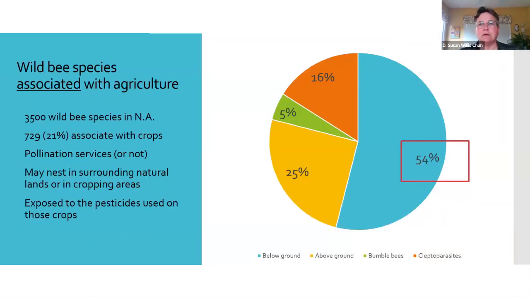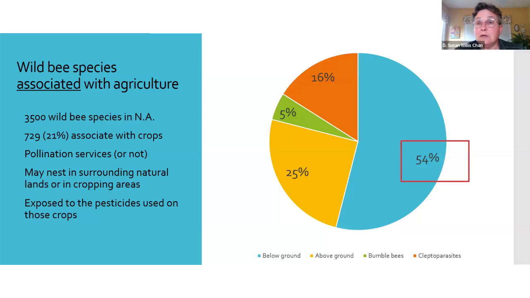Before I do that, I want to take a step back and think about wild bee species that are associated with agriculture. So we have about 3,000 wild bee species in North America, and 729 of them, or 21%, we know are associated with crops. There may be more than that, but this is what we know at the present time.